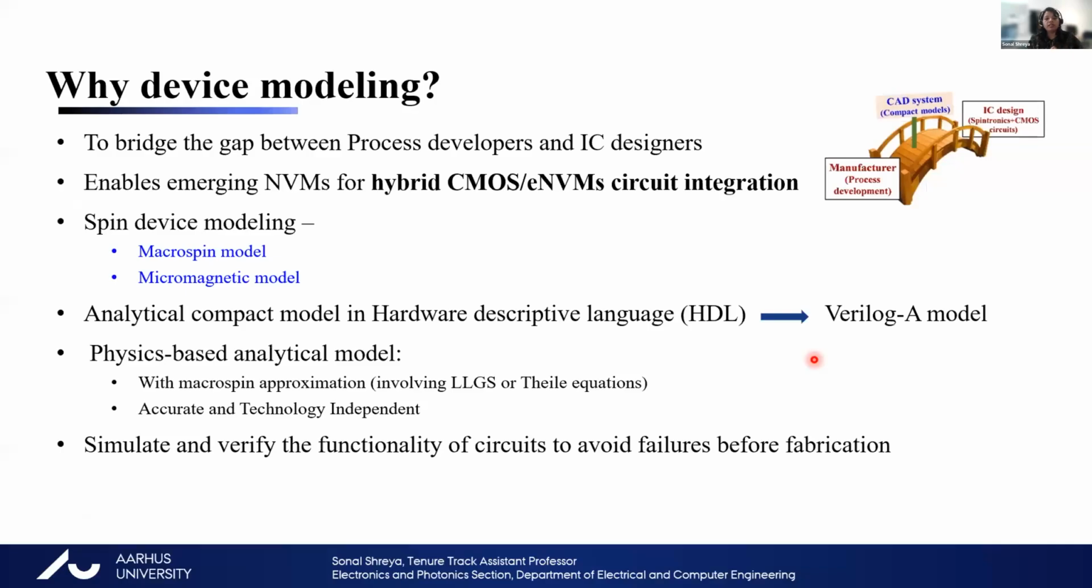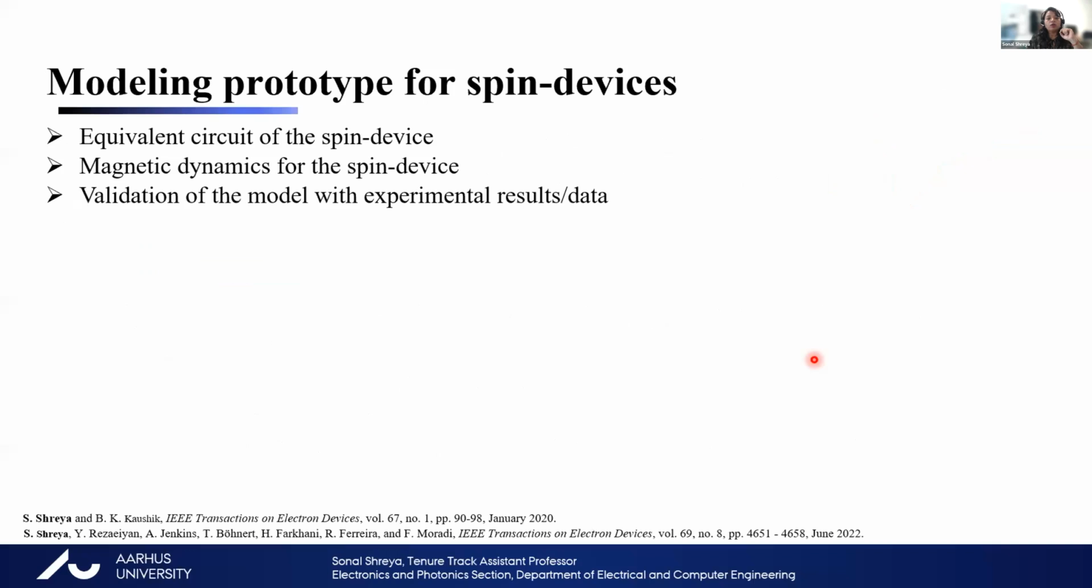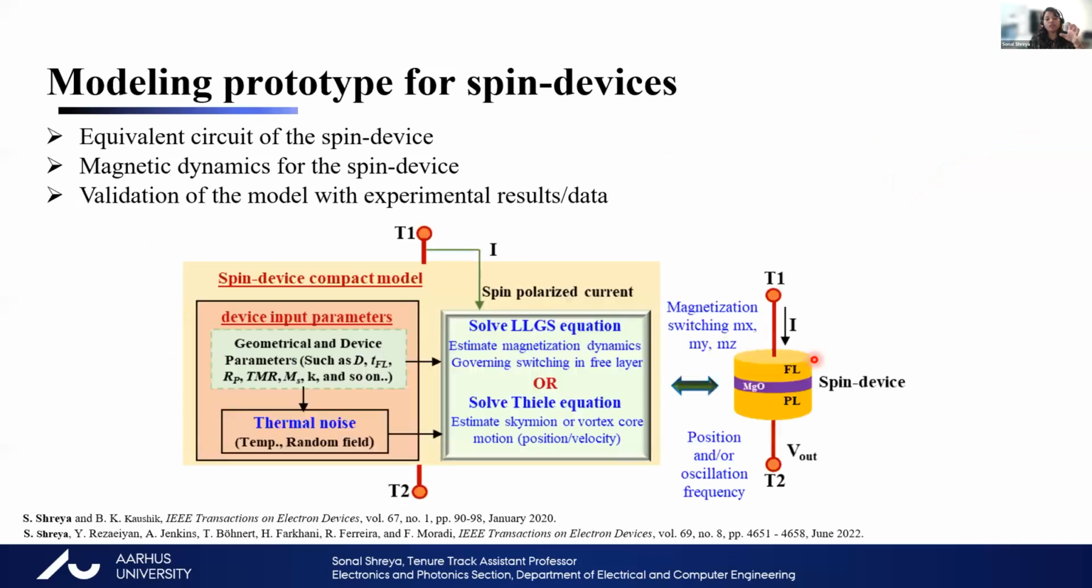So just quickly, I will discuss device modeling. Device modeling is important to bridge the gap between process developers and IC designers. So we can do the Verilog-A-based compact modeling, where we can have the input parameters of the device. And then we can go for either of two approaches of magnetic dynamics: LLGS for switching property and Thiele equation for obtaining the position and velocity.